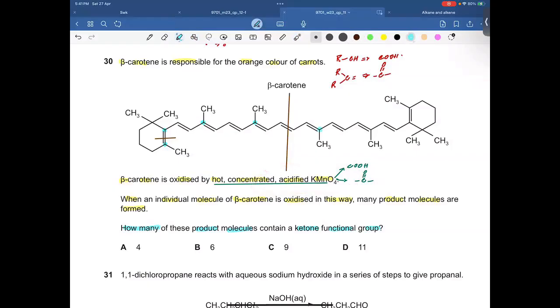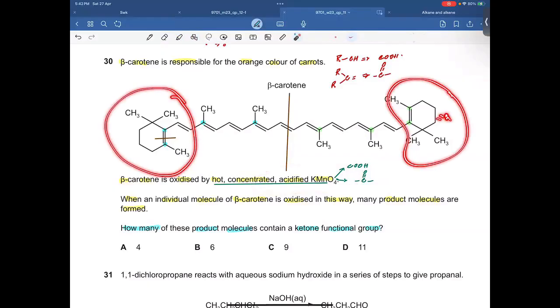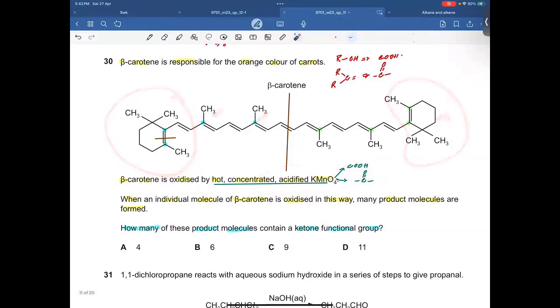This one, my bad. This one, this one, this one, and this one. So this molecule and this molecule would be the same. So we have 1, 2, and 3, 4, 5, and this one is 6. So in total, we have 6 products.